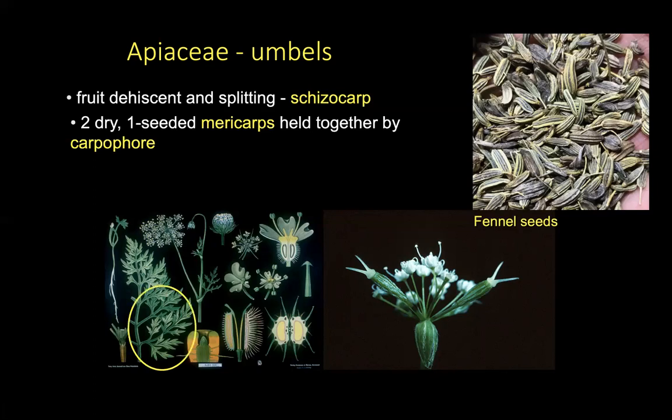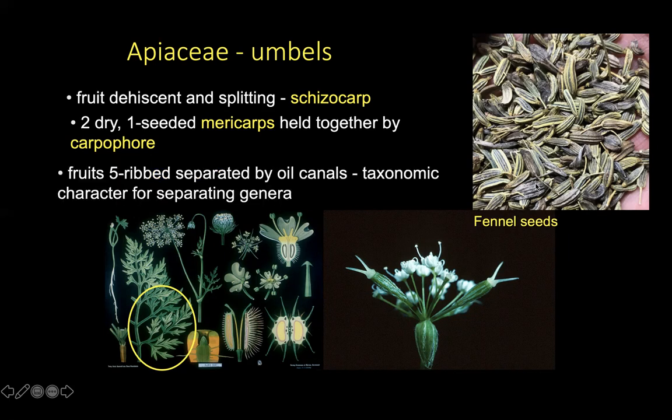So what that is: two dry, one-seeded mericarps. The two halves of a schizocarp are called mericarps, with a central thing called a carpophore, which often falls apart. So if you're buying a spice like fennel or dill weed or dill seed, you might see remnants of the carpophore attached there.